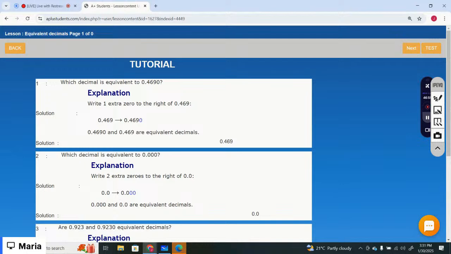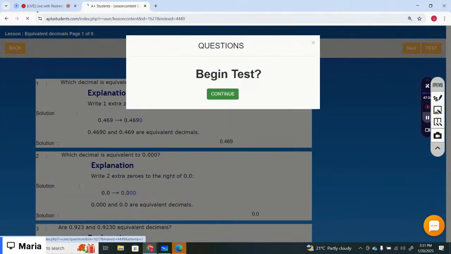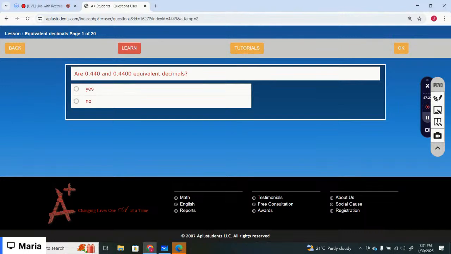Which decimal is equivalent to 0.4690? Here you're not given the options, right? Let's just start with the test questions. Basically, adding zeros at the end of a decimal: are 0.440 and 0.4400 equivalent decimals? Yes, they are.